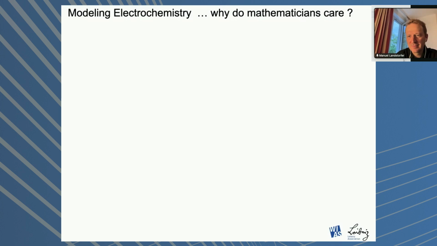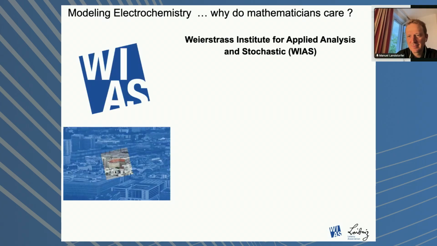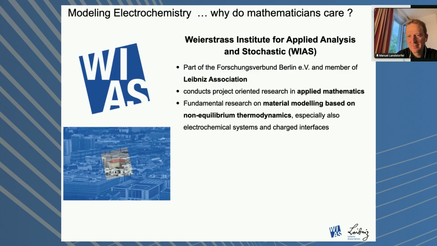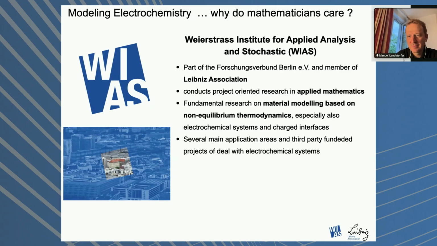So first of all, we can ask, well, why do mathematicians actually care about this? And here just a brief word about our institute. The Weierstraß-Institut for Applied Analysis and Stochastics in Berlin is part of the Leibniz Association in Germany, which is, beside Max Planck, one of the big pillars of fundamental research. We conduct project-oriented research in applied math and fundamental research on material modeling based on non-equilibrium thermodynamics. Electrochemistry is just one branch, but we have different groups dealing with all different aspects of PDEs and non-equilibrium thermodynamics. And our subgroup is more or less dedicated to electrochemical systems and charged interfaces.